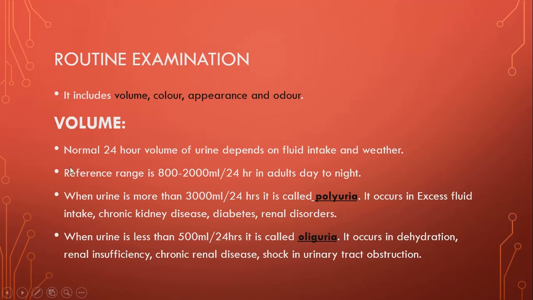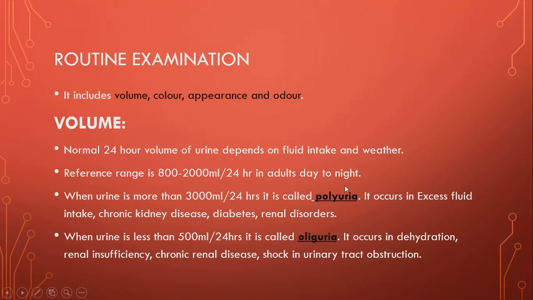The normal 24 hours volume of urine depends upon the intake of fluid or on the weather as well. If there is excess heat, of course there is more water loss by sweating, so the urine volume will be less, while in winters, as the volume loss by skin is less, the volume of the urine will be more. So the reference range is 800 to 2000 ml per 24 hours in adults.